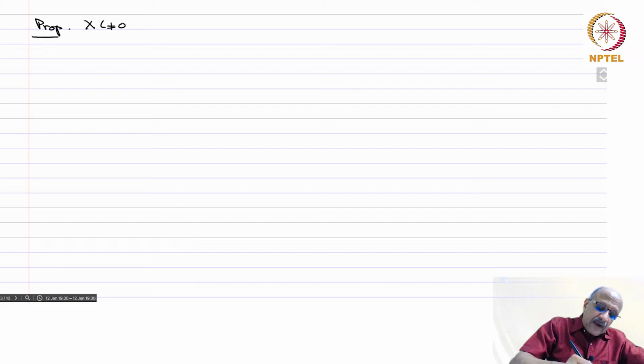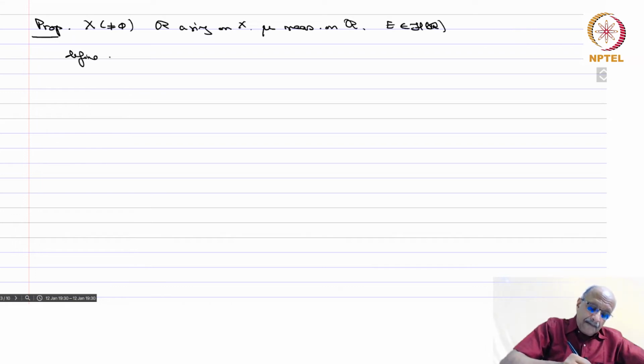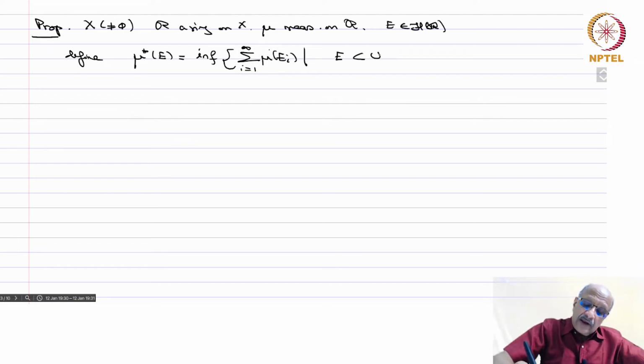X is a non-empty set and R a ring on X, and mu is a measure on R. Now you take E in H of R, the smallest hereditary sigma ring containing R. Define mu star of E equals the infimum of the sum over i equals 1 to infinity of mu of E_i, where E is contained in the union over i equals 1 to infinity of E_i and E_i is in R.